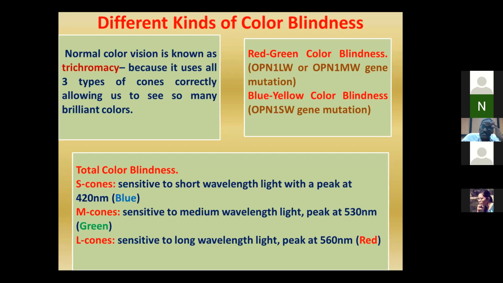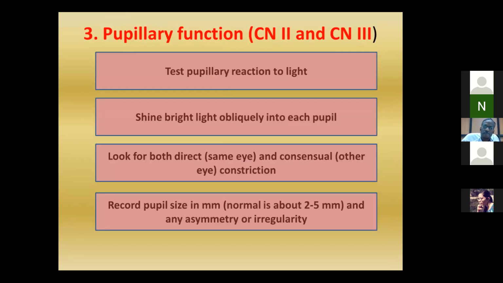So this completes your second nerve examination. Coming on to the third nerve examination. The second nerve and third nerve are correlated. Test for pupillary reaction to light, and each pupil must be tested. Next, shine your light obliquely into each pupil. Next, we must look at the same eye and the consensual eye, and measure pupil size, symmetry and irregularity. These are the things you check for second and third nerve abnormality.